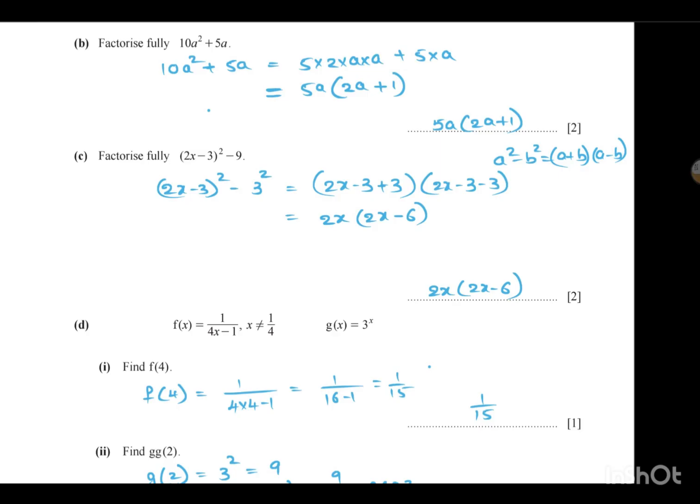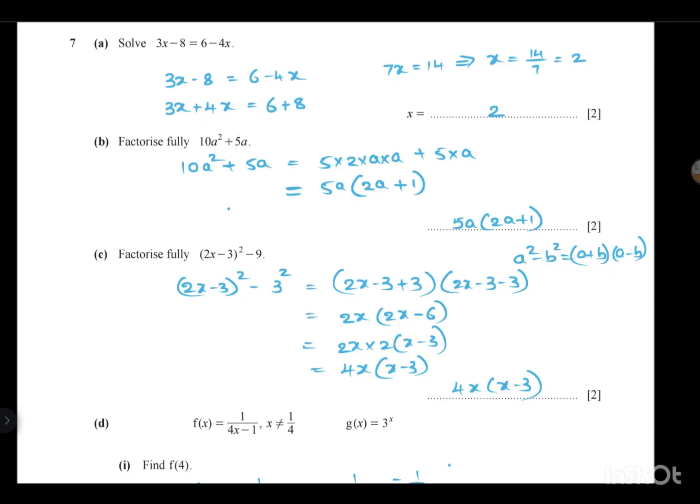Okay students, this question number C, factorize fully. So we can factorize it more. We can take 2 as common again here. So 2 into x minus 3. So your full factorization will be 4x into x minus 3. So the earlier answer is wrong here. I'm sorry for this. So 4x into x minus 3 will be the factorized answer for this question. So question number 7 is completed.